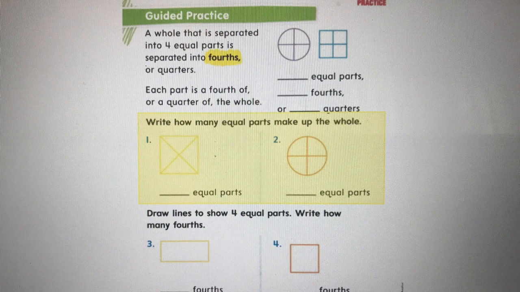For problems 1 and 2, it wants you to write how many equal parts make up the whole. And if you look at those shapes, you can see 4 equal parts for 1 and 2. So write 4 on the line.